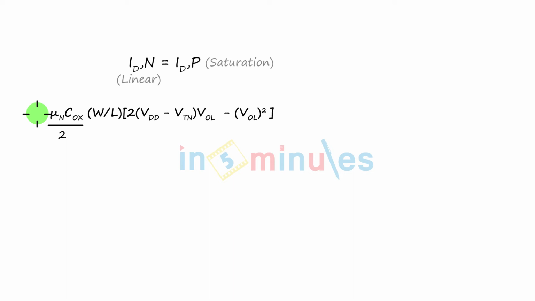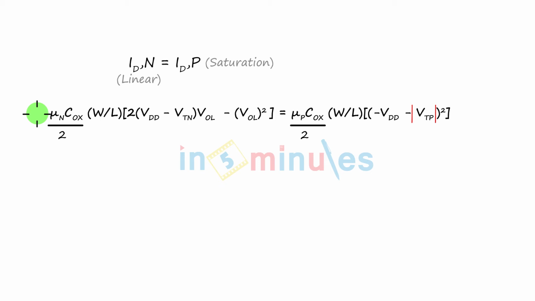This current needs to be equated with mu p COX by 2 W by L, VGS minus VTP, and VGS in this case is nothing but, as we just saw for PMOS, minus VDD minus VTP, the whole square. I'm sorry, this is square, isn't it? And this is going to be a mod value. You have to just solve this and you'll find the value of VOL.